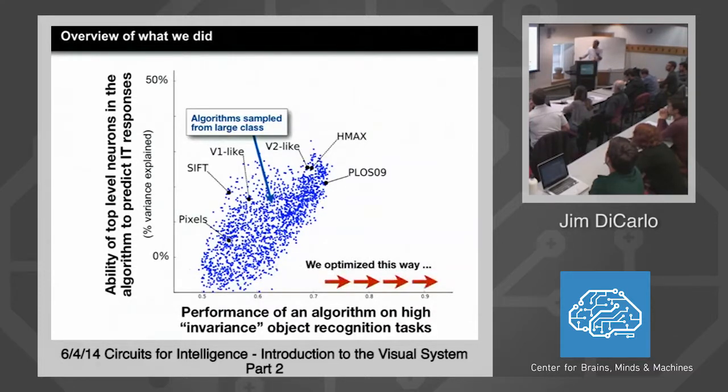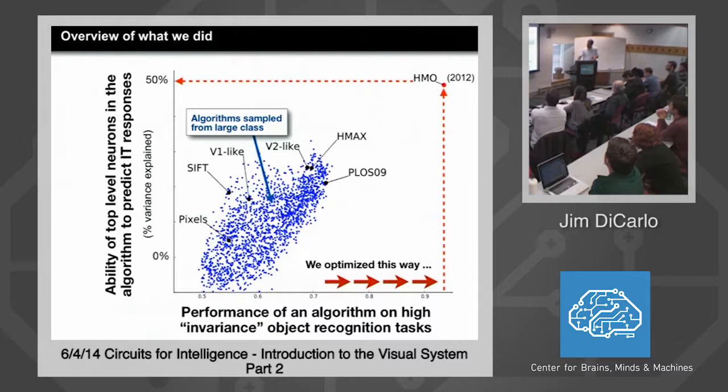There's HMAX. Here's a model we built, Fossil 9. There's a V2-like model, V1-like SIF, Pixels. What I want you to see is that there's structure here, that the better you do on this, the better you do on that. And so this, again, supports the idea that if you can optimize on this, then you might do better on that, which is one of the things neuroscientists want to explain.